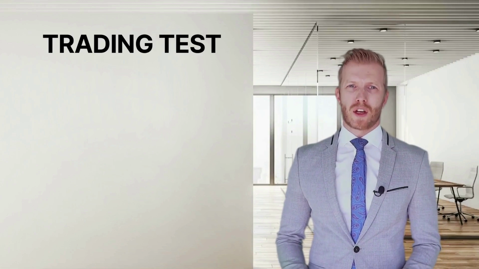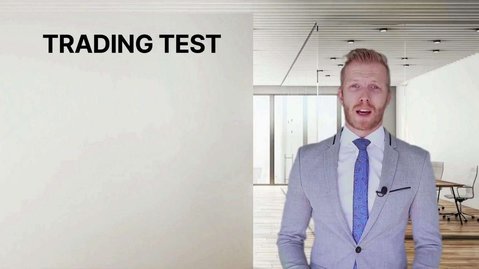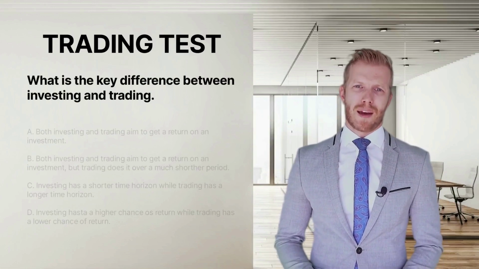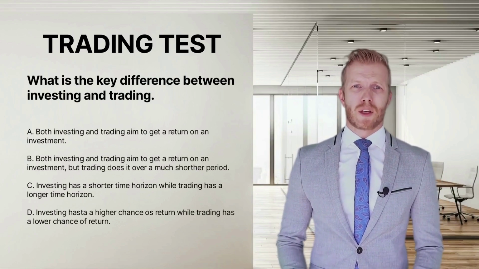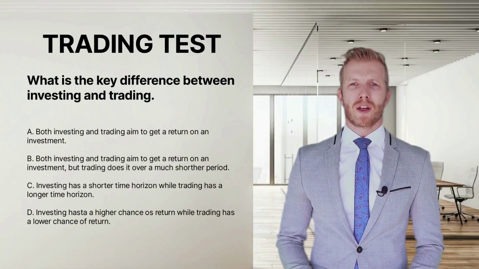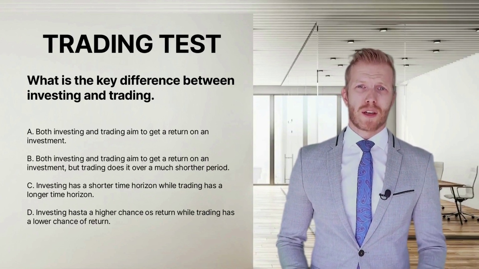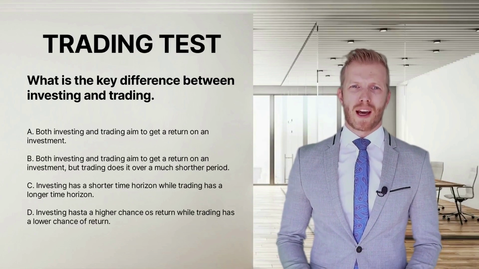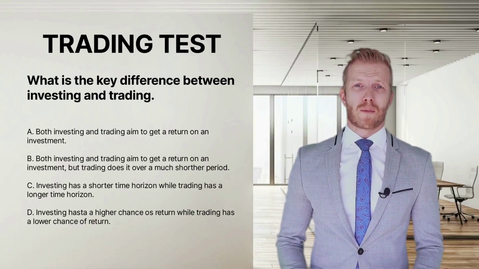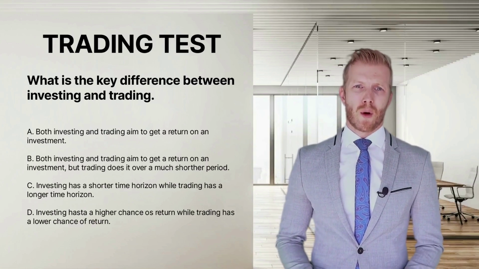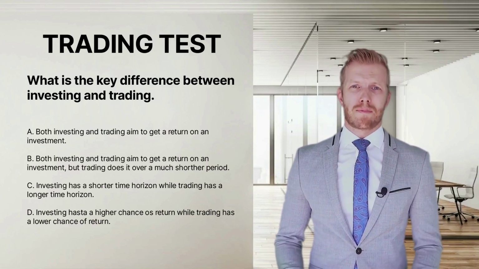Now let's look at what you have learned in this class. Answer this question in the comments, and if it's correct, we'll let you know with a like. What is the key difference between investing and trading? A. Both investing and trading aim to get a return on an investment. B. Both investing and trading aim to get a return on an investment, but trading does it over a much shorter period. C. Investing has a shorter time horizon, while trading has a longer time horizon. D. Investing offers a higher chance of return, while trading has a lower chance of return.